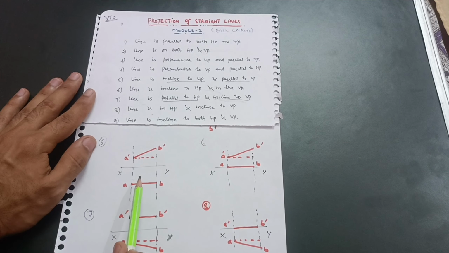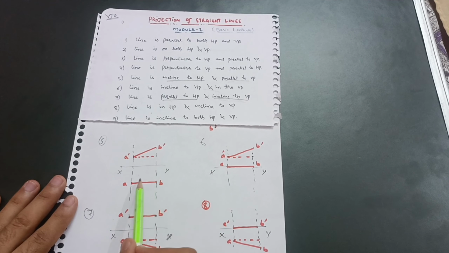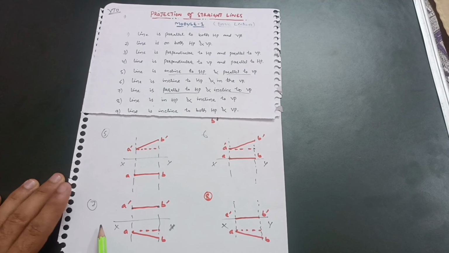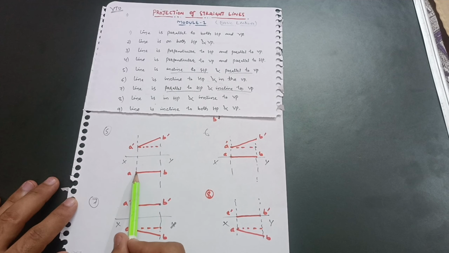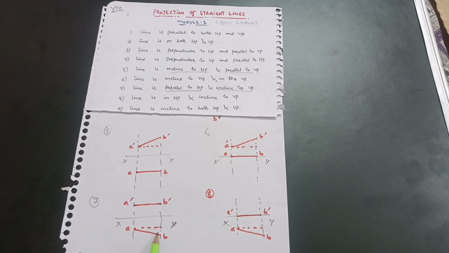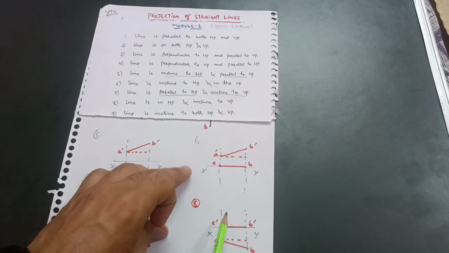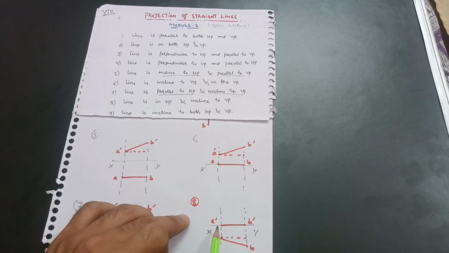So you can also observe in the figure, its front view A dash B dash and AB is the top view on the lower side of the XY line. And for the seventh case, what was the top view in the fifth case will be the front view of the seventh case, A dash B dash, and this is the AB line, which is inclined. So these cases are totally opposite. Same like the sixth and eighth cases are totally opposite now, right?